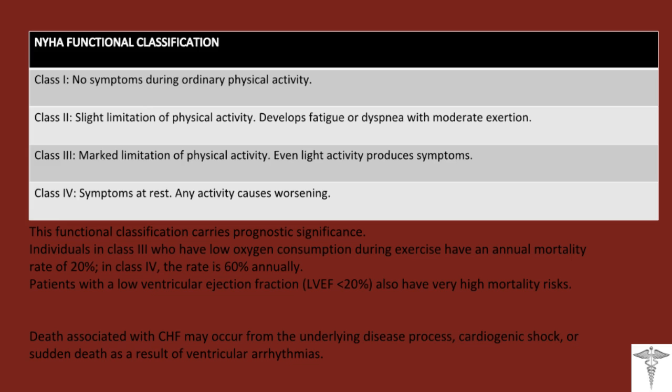Individuals in Class 3 who have low oxygen consumption during exercise have an annual mortality rate of 20%, in Class 4, the rate is 60% annually. Patients with a low ventricular ejection fraction, with less than 20%, also have very high mortality risks.